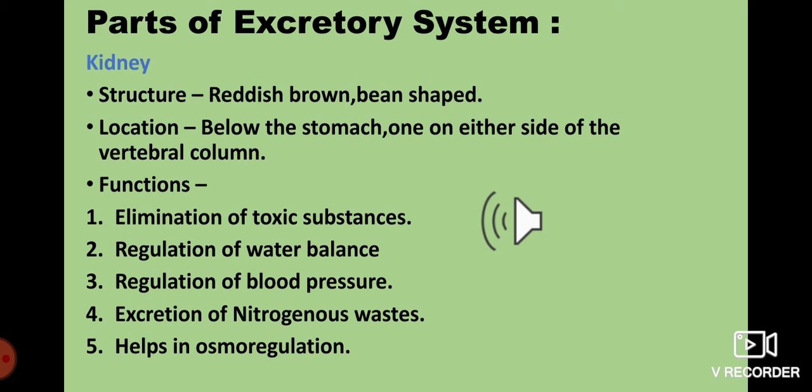The second is regulation of water balance. It is very important that there should be a balance of water and blood in your body. If excess water is present, that can also be harmful for your body. So the kidney helps in removing extra water from the body in the form of urine. In other words, it controls the water in the body, or keeps the balance between water and blood in the body.